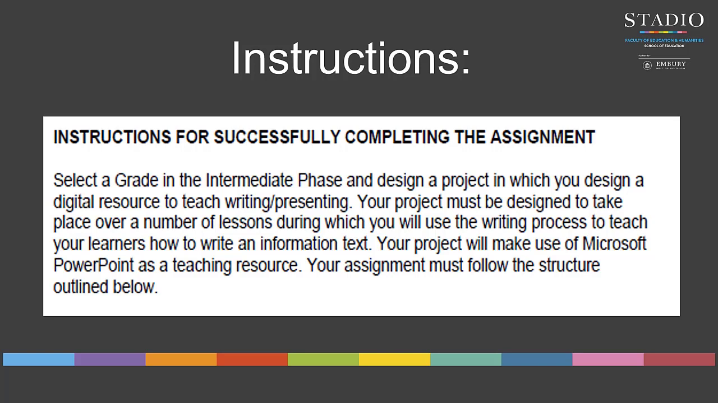These instructions are taken directly from your assessment guide on ECI, but basically the easiest way to approach this assignment will be for you to think about how you would go about teaching your class how to write an information text using the writing process. And thereafter, designing a teaching resource, in this case, a PowerPoint presentation that's going to serve as a lesson resource for you throughout this process.